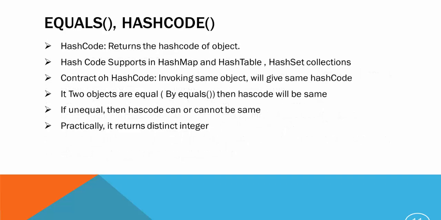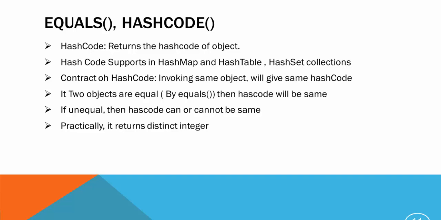Hash code returns the hash code of the object. Suppose I have one object, say String s is equal to Shiv. If I say s.hashCode(), I will get some integer value. It depends how the hash code method has been overridden in the String class. Based on that it will return one integer value. So hash code supports HashMap, Hashtable and HashSet collections. I will tell you all those collections in detail later.